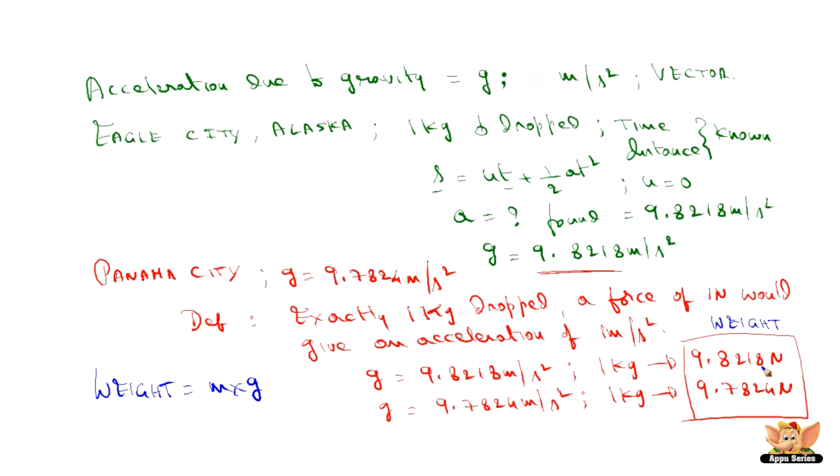So why does acceleration due to gravity change? It changes because the position with respect to the center of the earth changes. That we will get to know later. So the main point here is that mass is constant, whereas weight changes based on the location of the object on the earth because g changes. This is called the weight of the object at different places.